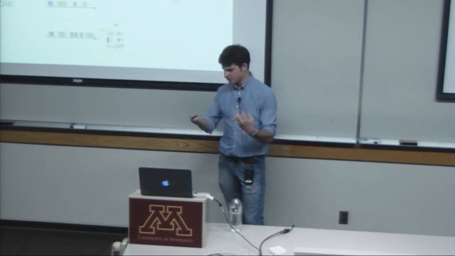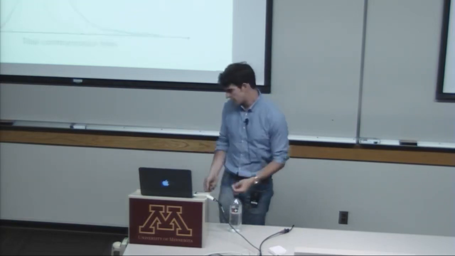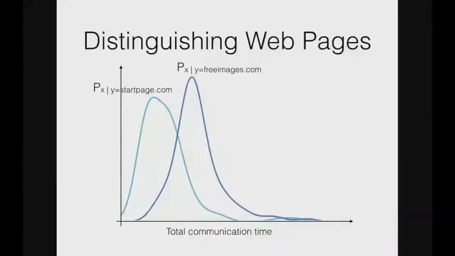OK, so let's take a step back and think about what it means to distinguish two web pages. And let's do so just by considering one single feature, that is total communication time, OK? Now, the total communication time, given some lightweight web page, such as startpage.com, will have some probability distribution, OK? And given some other website, say freeimages.com, which is a bit heavier, it will have some other probability distribution, OK?